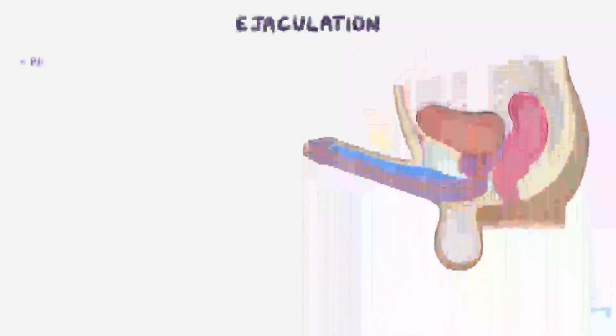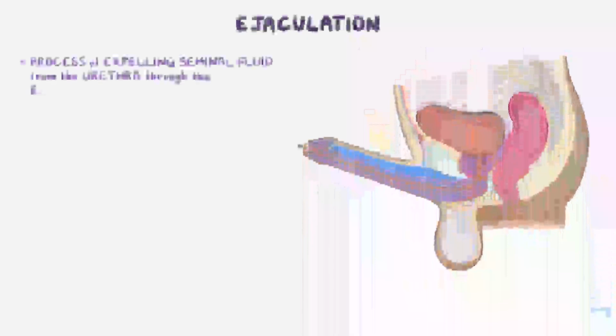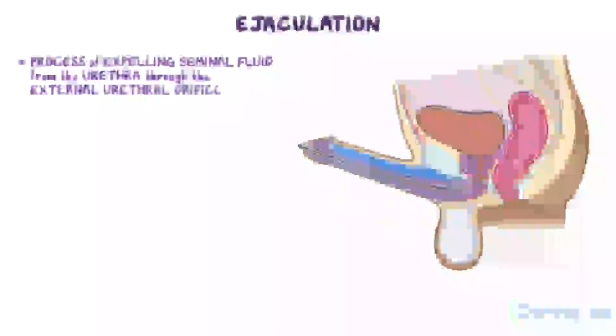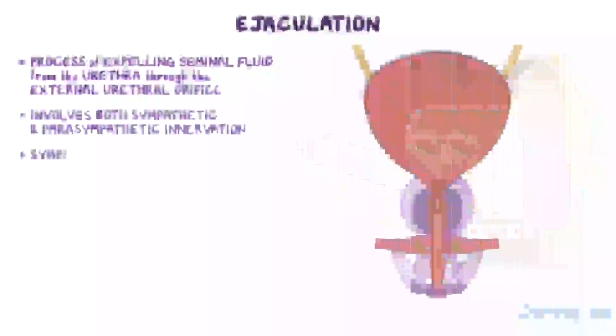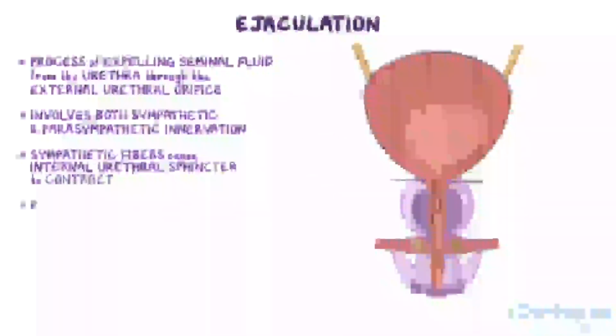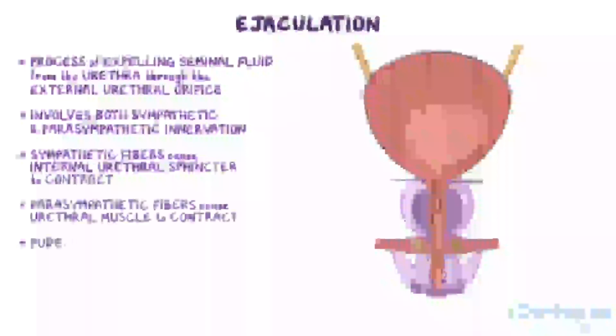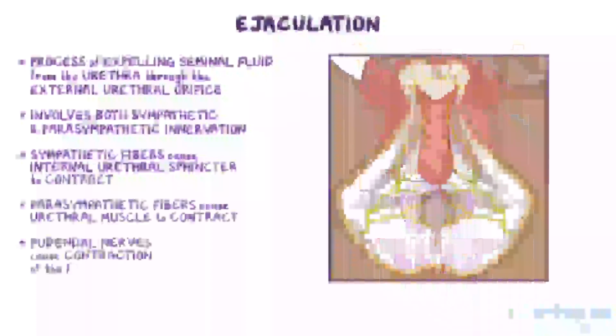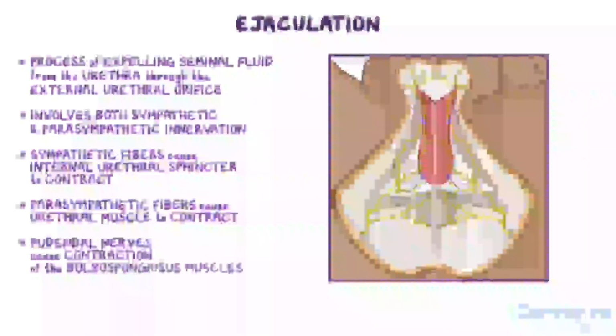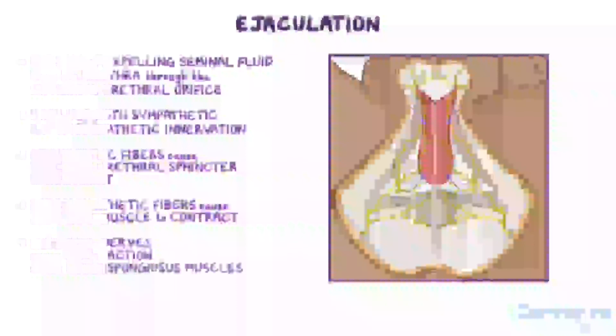Ejaculation describes the process of expelling the seminal fluid from the urethra through the external urethral orifice. Ejaculation involves both sympathetic and parasympathetic innervation. Sympathetic fibers cause the internal urethral sphincter to contract, and parasympathetic fibers cause the urethral muscle to contract. Finally, the pudendal nerves cause the contraction of the bulbospongiosus muscles.